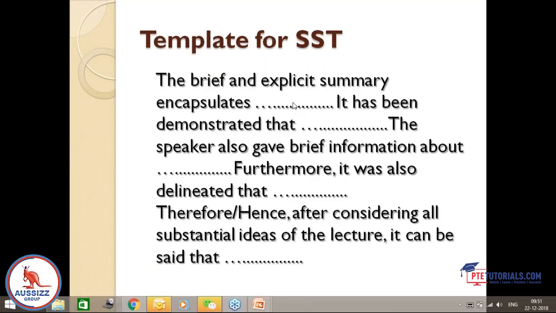After considering all substantial ideas of the lecture, so many words are already there. Therefore, it can be said that, next, your keywords. Therefore, your couple of keywords, then after therefore, don't forget to put a comma. Grammar is important in summary spoken text. Therefore, couple of keywords from the lecture that you have already written on your notepad. Then you can write it like, it was said that, write it in this way. Or these many substantial ideas were concluded from the lecture.